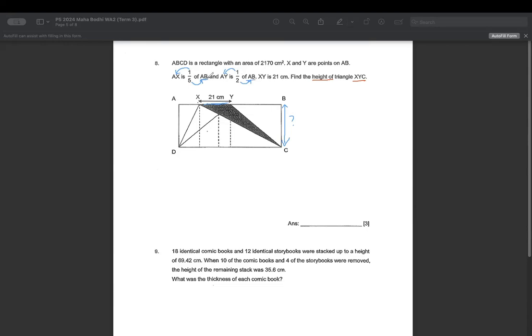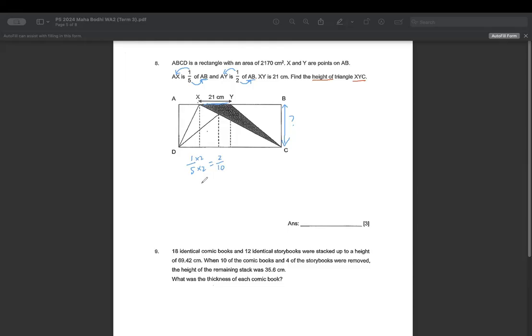But when you look at the units representing AB here, it's 5, and AB here is 2. It's different. So what you have to do is make the denominator of both fractions the same. The common multiple of 5 and 2 is 10. To make it 10, I have to times 2, which will give me, so 1 out of 5, you times 2, it will give me 2 out of 10.